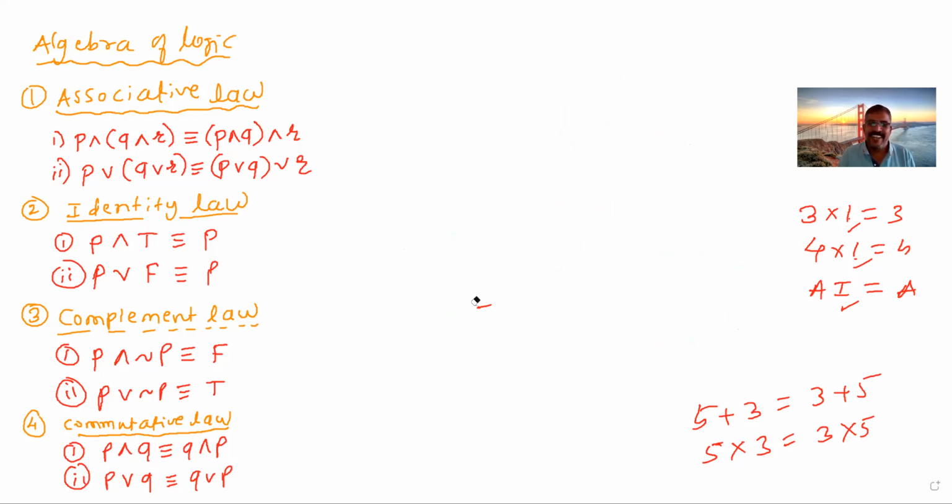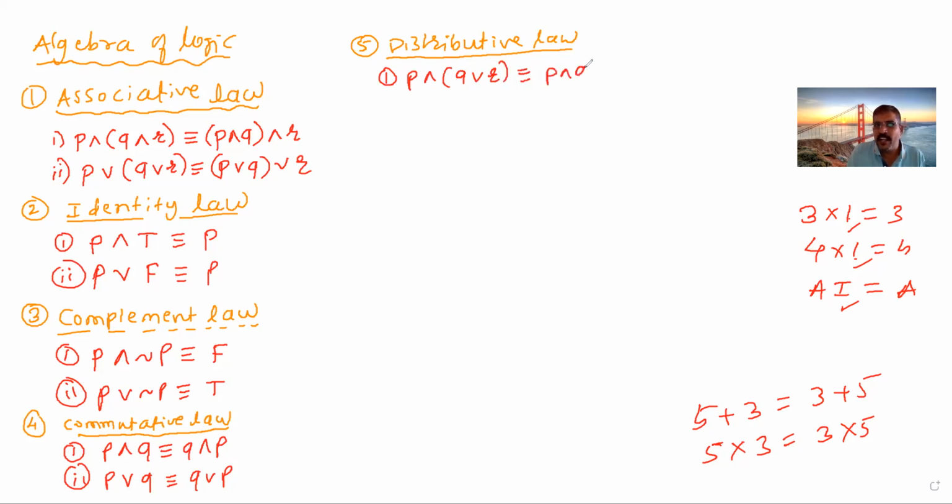This fifth law is again a very interesting law. That is the distributive law. Here also we have to take 3 atomic statements to define this law. Suppose P, Q, and R are 3 atomic statements. Then the distributive law can be defined as number 1: P and (Q or R) is logically equivalent to (P and Q) or (P and R).